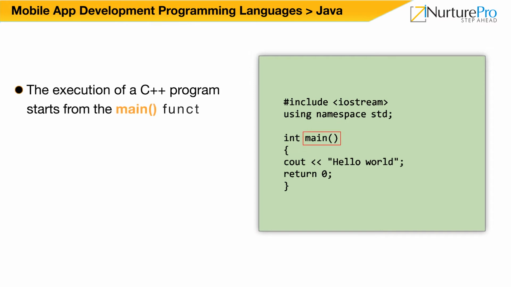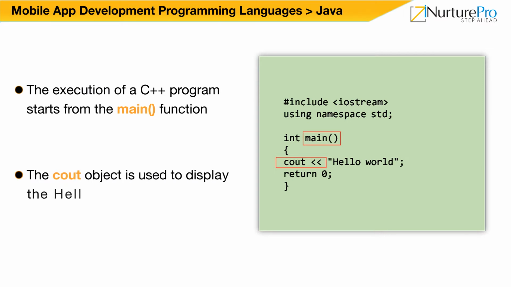The execution of a C++ program starts from the main function. The cout object is used to display the Hello World message.